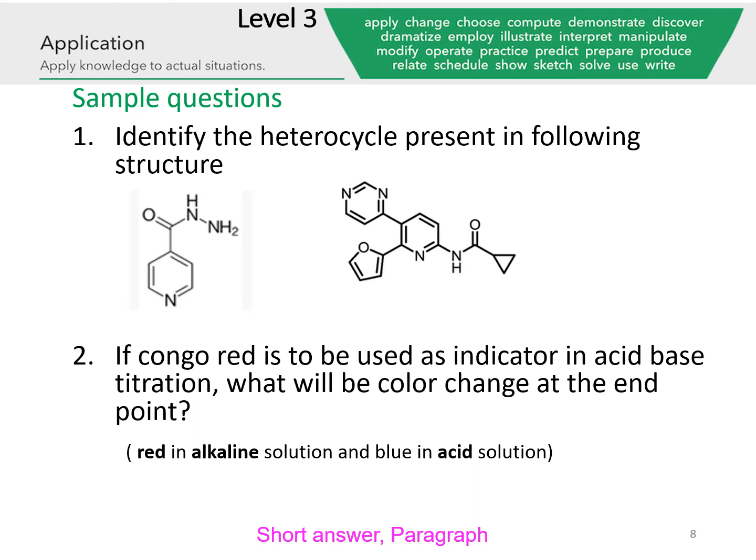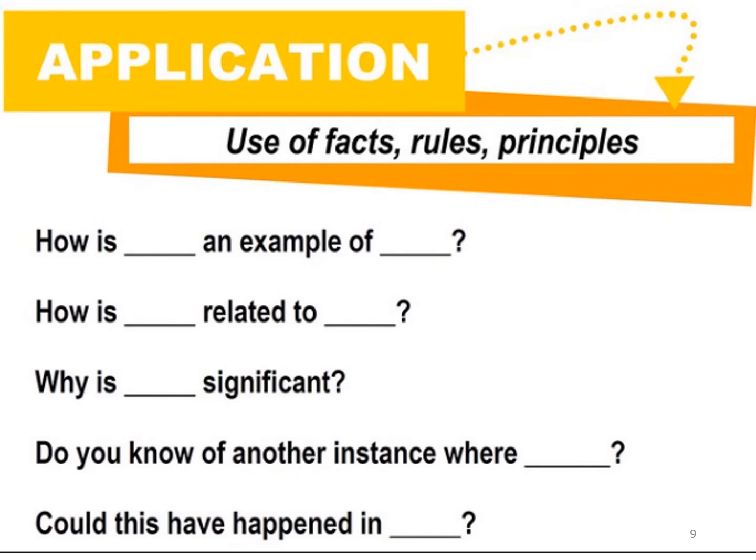So any real life conditions or practical conditions you can give them which are not earlier covered. Earlier we have just covered the theory. They should be able to think about the applications. So giving the examples, how it is related to, why this particular fact is significant. So we can ask them any other examples where Congo red can be used.